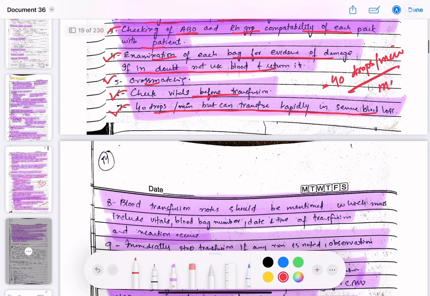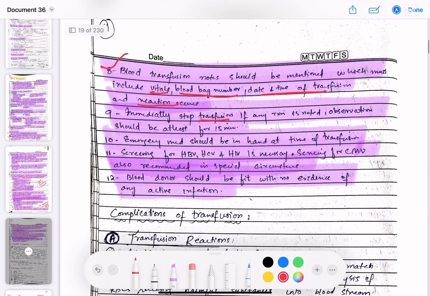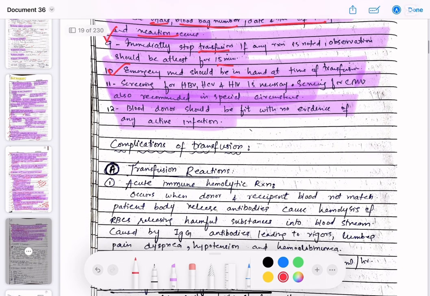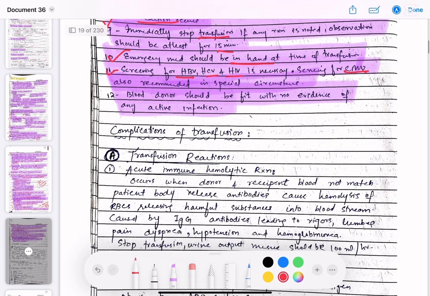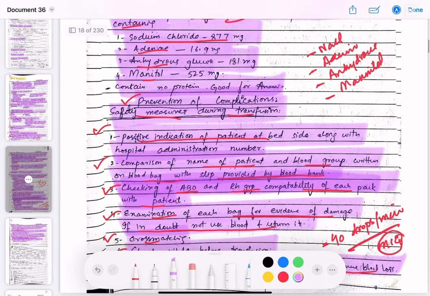The blood transfusion note should be mentioned, which must include vitals, blood bag numbers, date and time of transfusions, and reactions that occur. This should be mentioned. Then immediately stop transfusion if any reaction is noted. Observation should be at least for 15 minutes. Emergency medicine should be in hand at the time of transfusion, and screening for HBV, HCV, and HIV is necessary. And screening for cytomegalovirus is also recommended in special circumstances. Blood donors should be fit with no evidence of any active infection. So these are the prevention of complications or safety measures during transfusions.